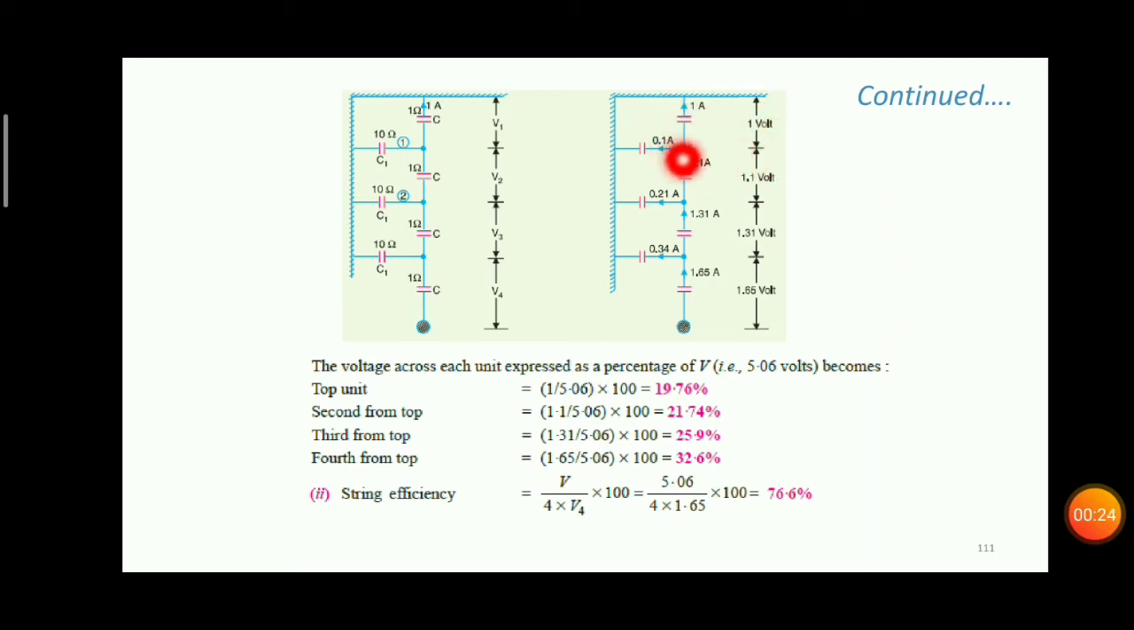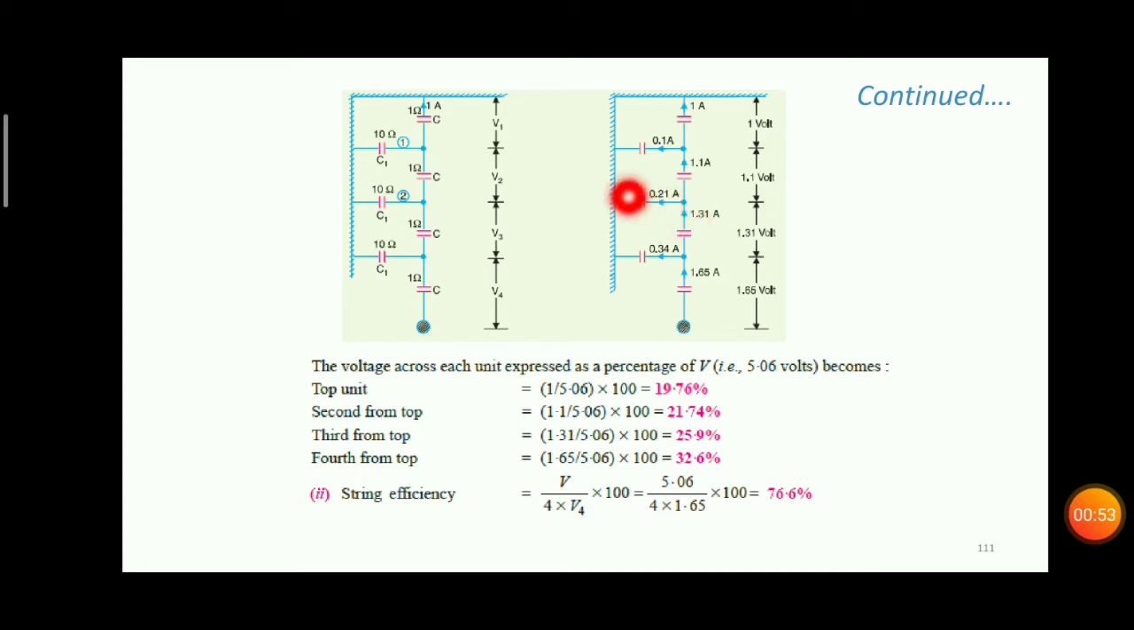Now we can find the current through the shunt element of the first disc. That is the voltage across this shunt element divided by 10 ohm. That is 1 volt divided by 10 ohm, which is 0.1 ampere. Now the current I2 is I1 plus 0.1, that is 1 plus 0.1, which is 1.1 ampere. Now the voltage across the second disc is 1.1 into 1 ohm, that is 1.1 volt.